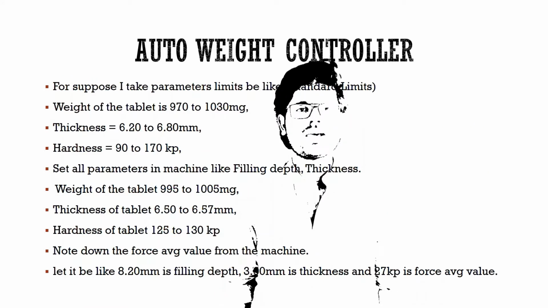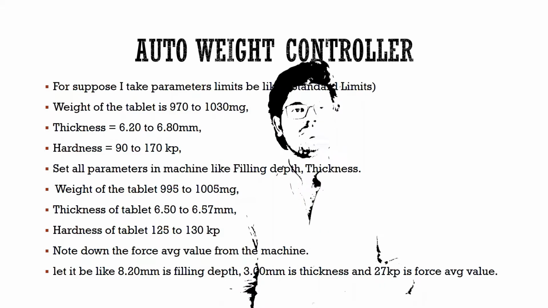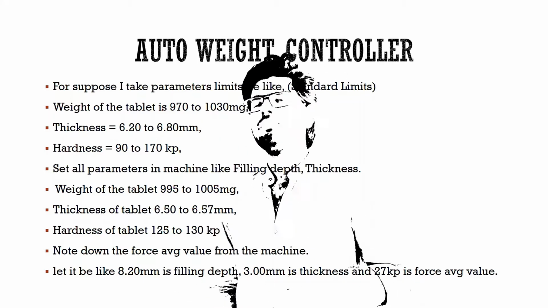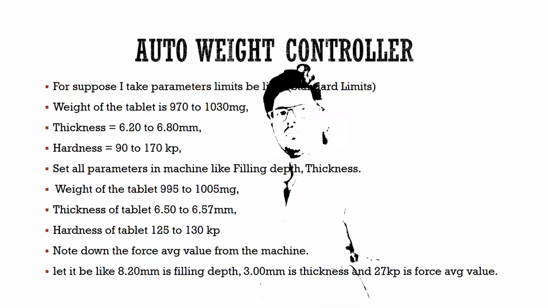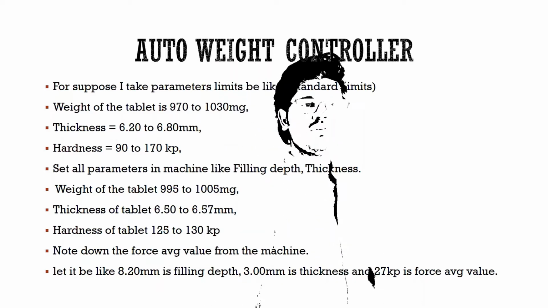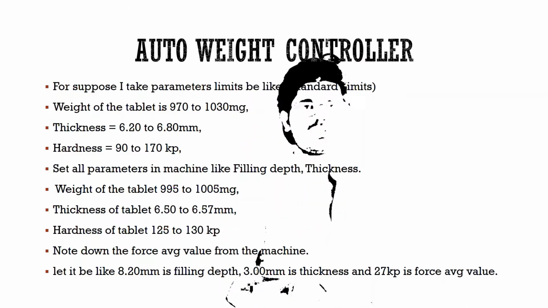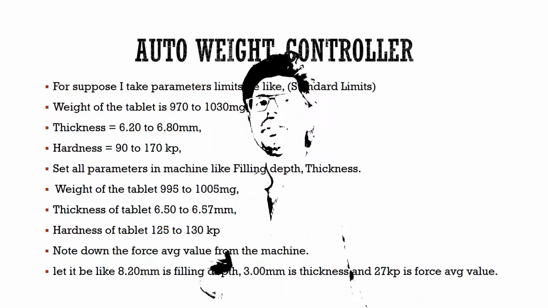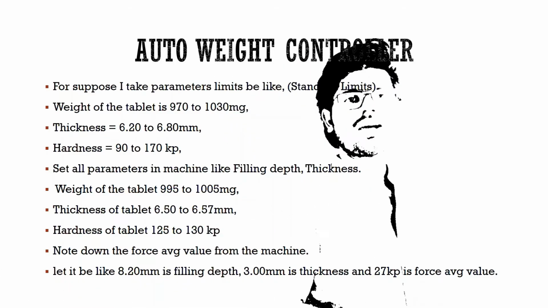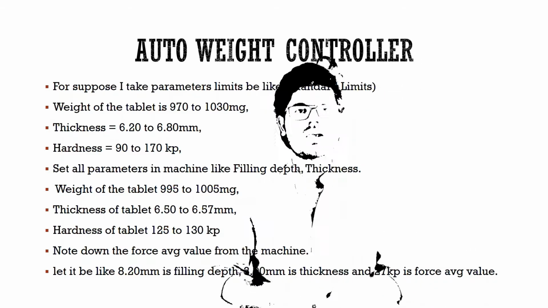First, suppose I take the parameter limits like these standard limits: weight of the tablet is 970 to 1030 mg, thickness is 6.20 mm to 6.80 mm, and hardness is 90 to 170 kp. Set all the parameters in the compression machine, like filling depth and thickness, and run the machine. I get values like: weight of the tablet is 995 mg to 1005 mg, thickness of the tablet is 6.50 mm to 6.57 mm, and hardness of the tablet is 125 kp to 130 kp.